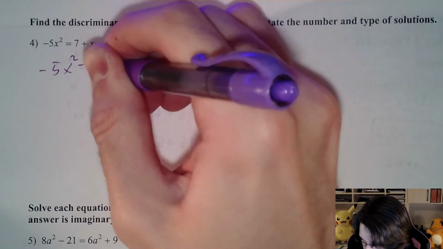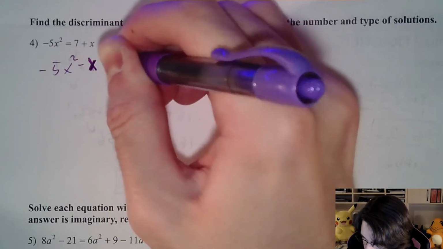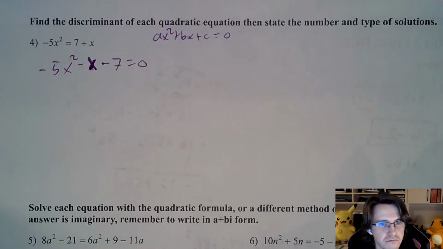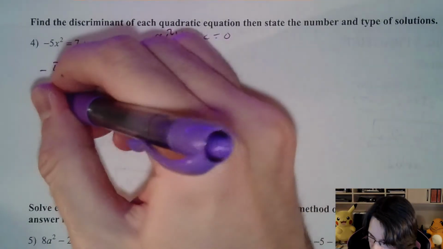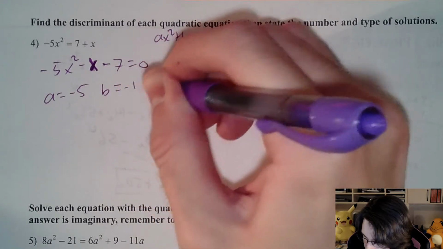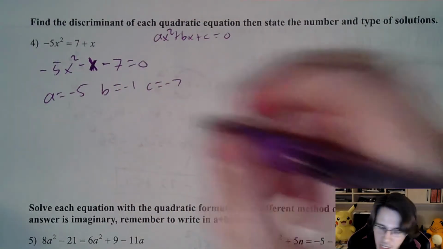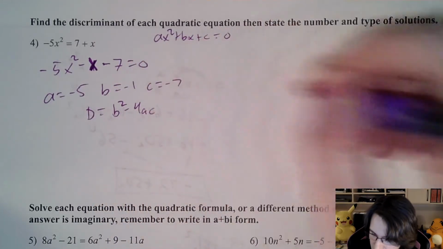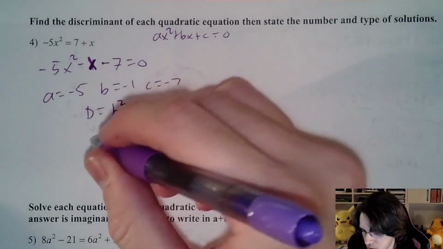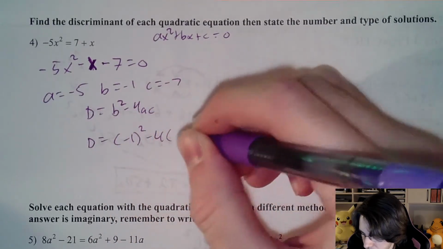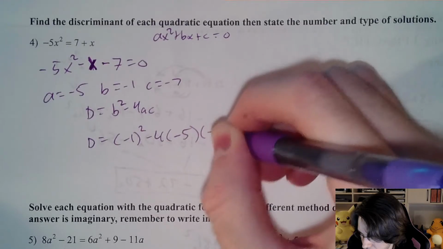I said minus x and I wrote minus 1. Minus x minus 7 equal to 0. And then our a is going to be equal to negative 5, our b is negative 1, our c is negative 7. And the discriminant formula is that b squared minus 4ac is the part of the quadratic formula that's under the square root. So we got negative 1 quantity squared minus 4 multiplied by negative 5 multiplied by negative 7.